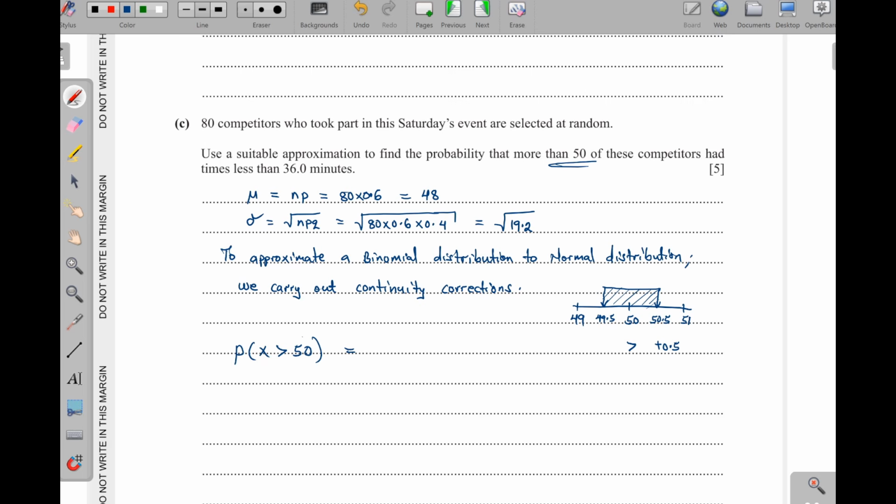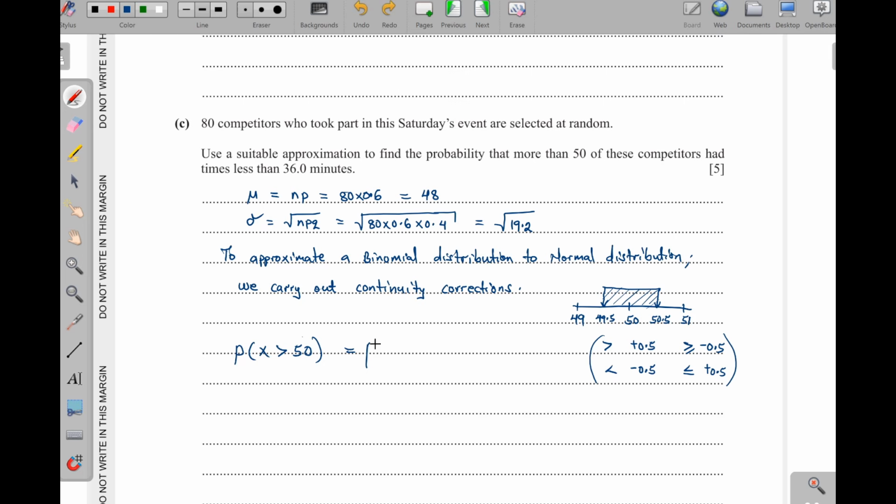Like this one, it's a whole number. Then if it is greater than or equal, then you will subtract a 0.5. Then for less than, you subtract a 0.5. And for less than or equal, you will add a 0.5. You keep this in mind. That is that. So for this case, then we are going to standardize.